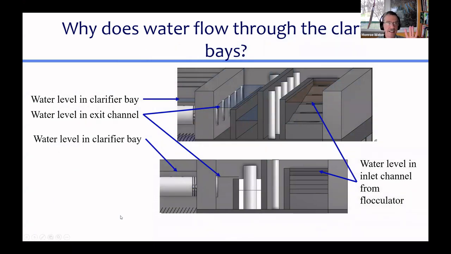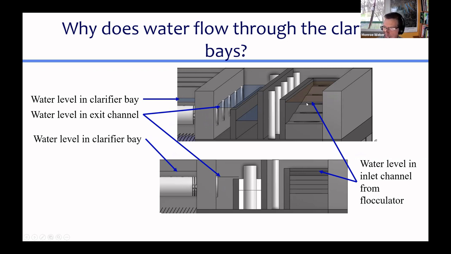So let's look at an elevation view showing what the water levels are. There's too many things going on, but the blue lines over here point to the water level in the inlet channel. That's the same as the outlet level of the flocculator. And you also see something interesting, that this inlet channel has a change in elevation. The bottom keeps on coming up as the water goes downstream in that channel.